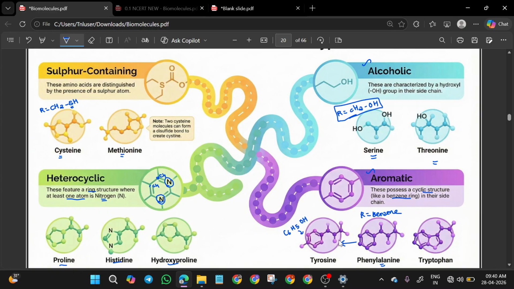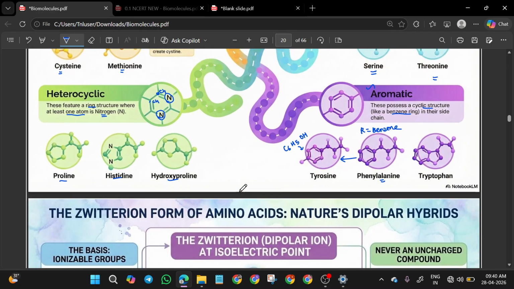So that is tyrosine. You just have to know these examples fall under aromatic. Why do they fall there? Because they have aromatic rings, like benzene rings, present. You just have to know that. Okay, I think this is clear.